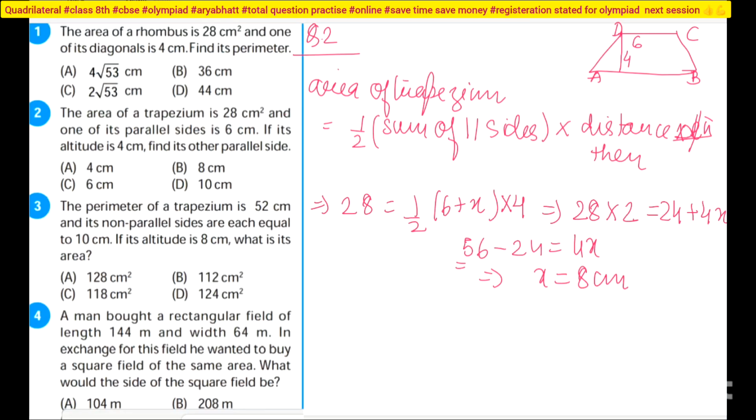So what is x? They are asking about the trapezium. X is the value of the other parallel side. So it is 8 centimeter. What they are asking is 8 centimeter, so the option will be B.